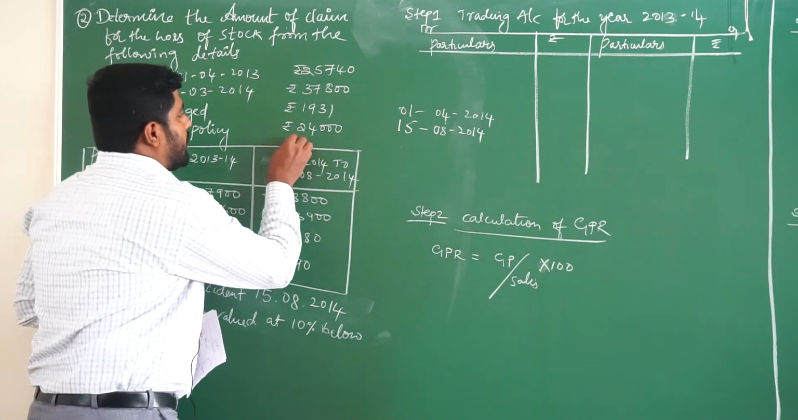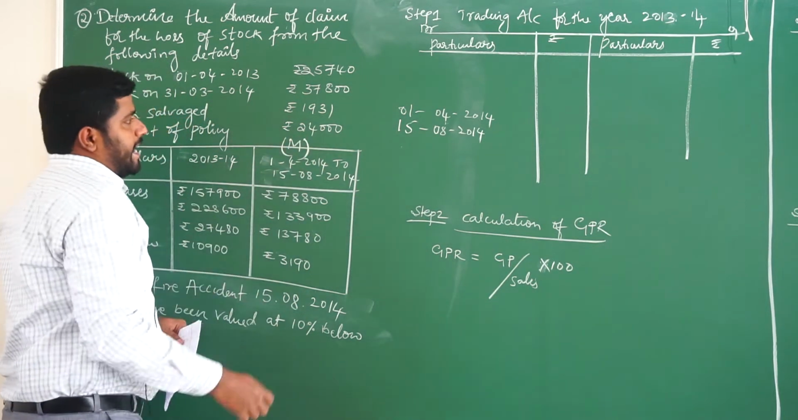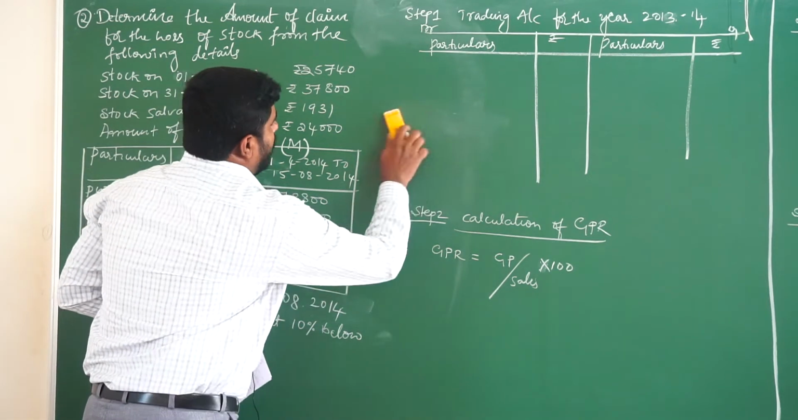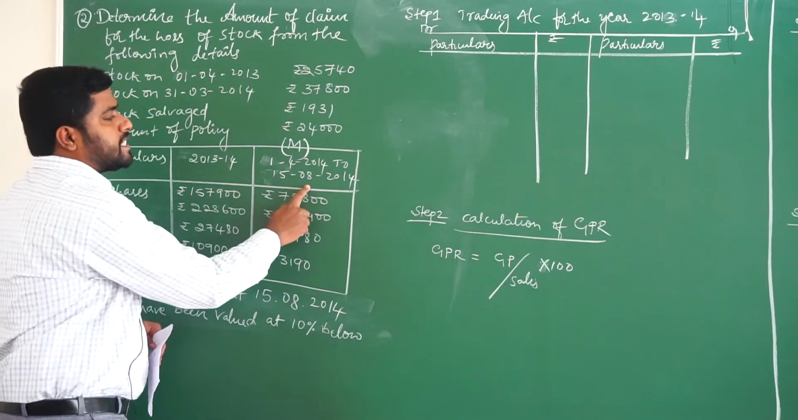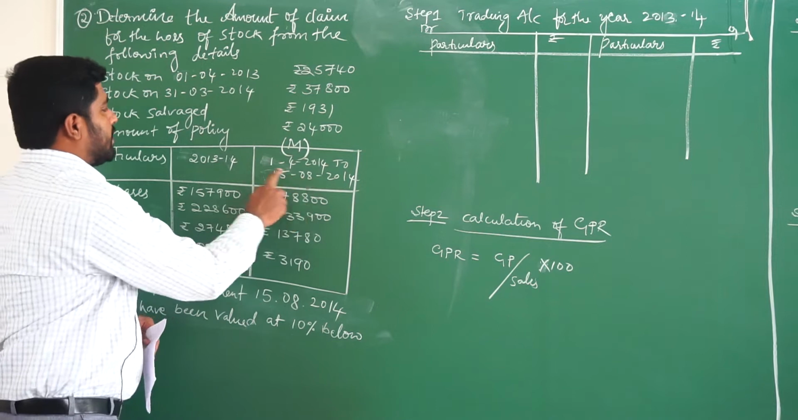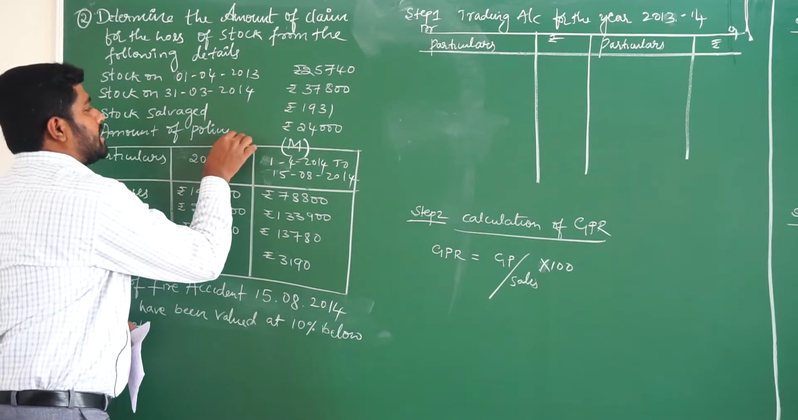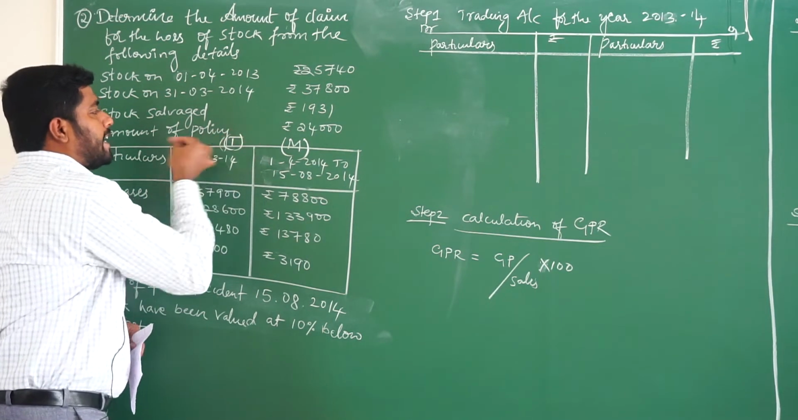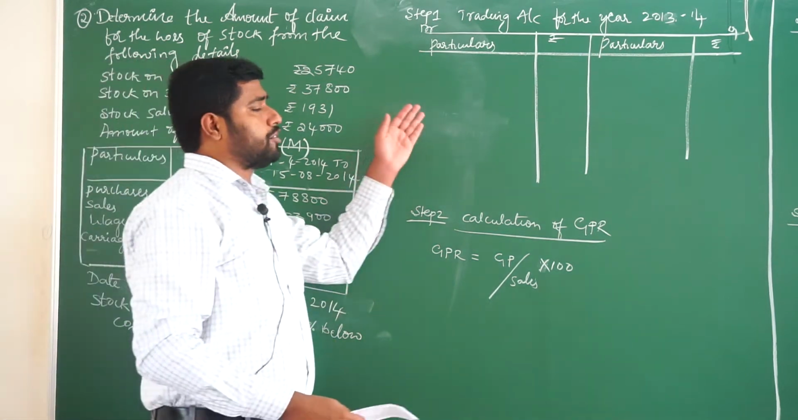Here this information belongs to memorandum trading account. And what's the previous year of this fire year? 2013 and 14. This is the previous year, and this data belongs to trading account. Now move on to the solution.